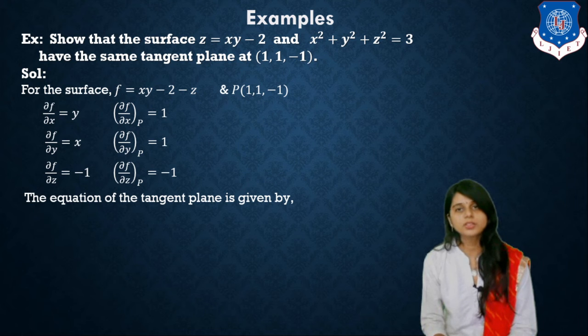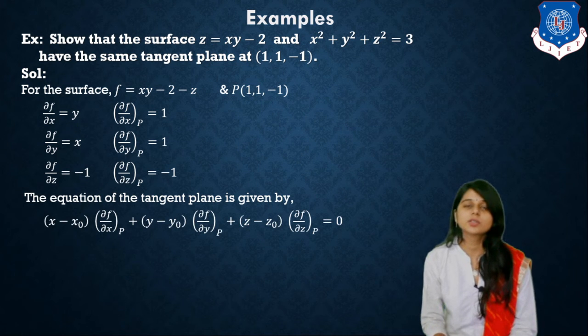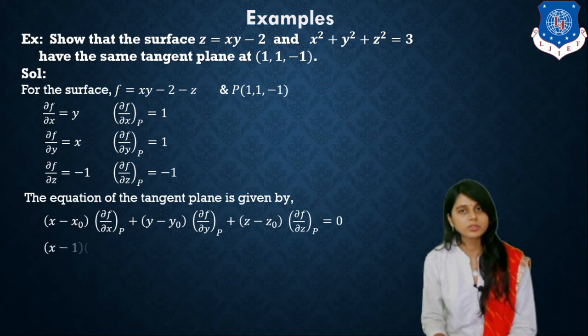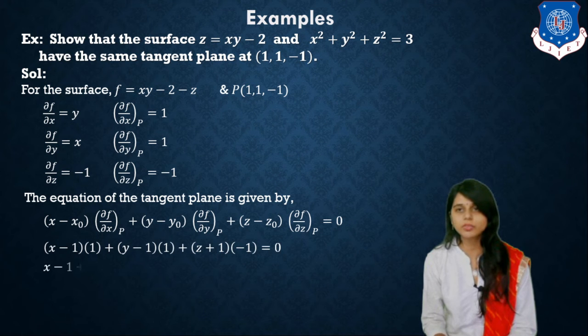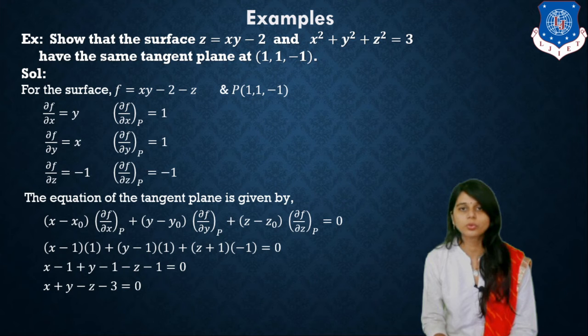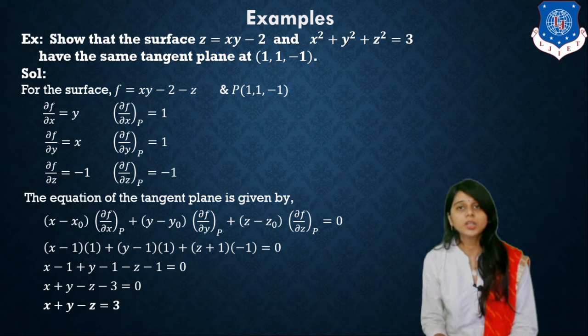Put all these values in the equation of the tangent plane. We get (x − x0) ∂f/∂x at point P + (y − y0) ∂f/∂y at point P + (z − z0) ∂f/∂z at point P. What are x0, y0, z0? They are 1, 1 and −1. Putting all the values in the equation, we get x + y − z − 3 = 0. Taking 3 to the right-hand side, we get x + y − z = 3, which is the tangent plane of the surface z = xy − 2.